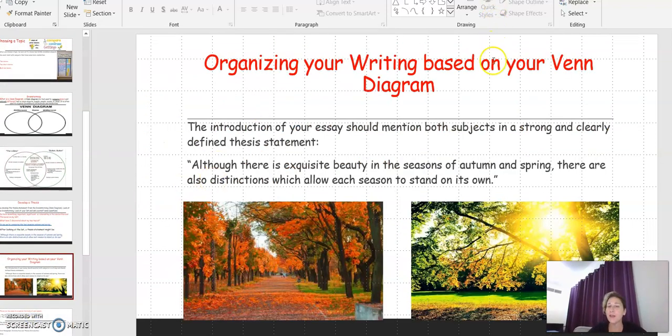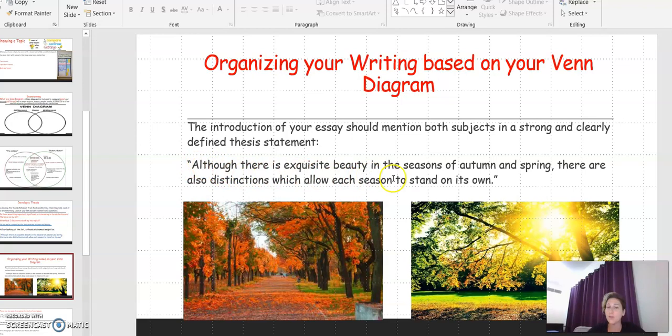How would you organize your writing based on your Venn diagram? The introduction of your essay should mention both subjects in a strong and clearly defined thesis. So you need to mention the two subjects that you're going to compare and contrast. You need to introduce them to the reader.